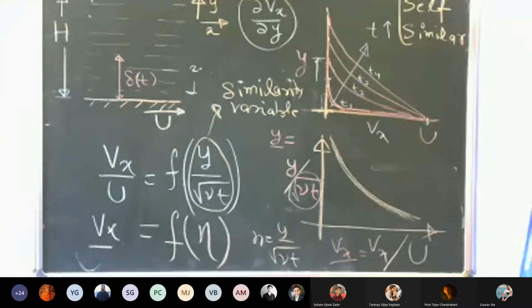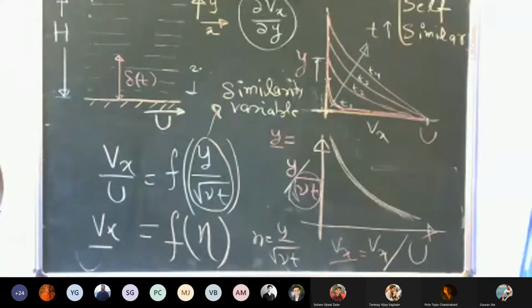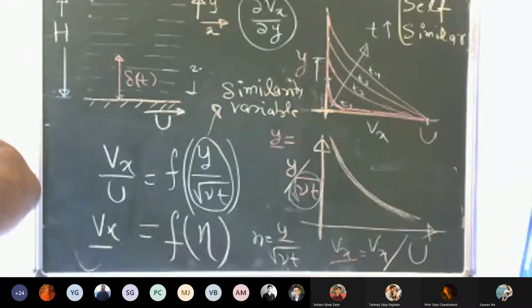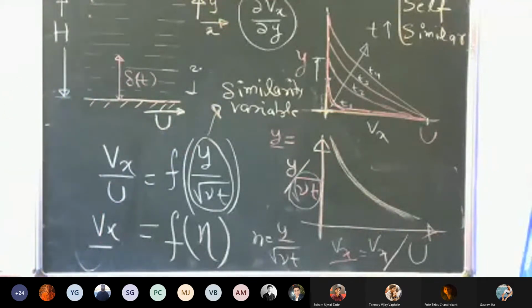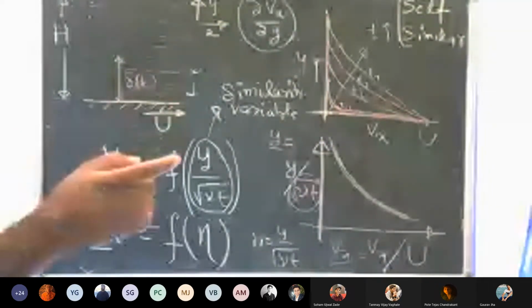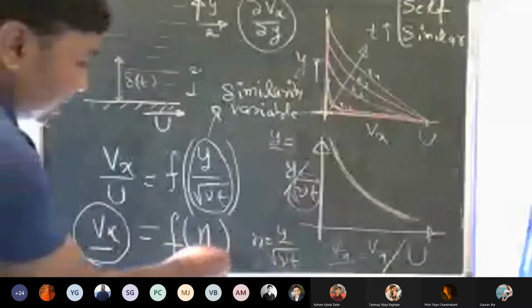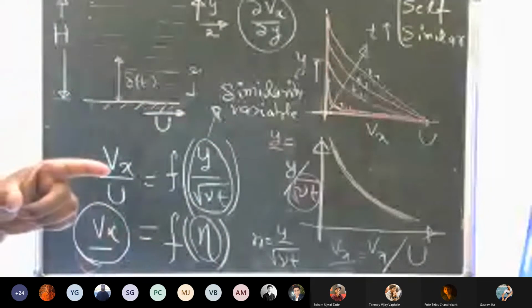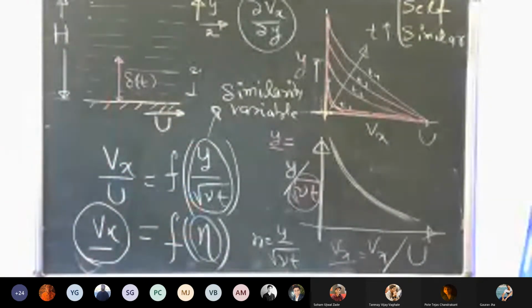So the problem which is a PDE, in space domain and time, I am trying to reduce to only two variables. So Vx is a function of y and t. What I am trying to do is I want only one independent variable and one dependent variable. So my Vx bar is a function of this eta. And eta is a similarity variable which is a function of both space and time. That is the beauty of this approach.